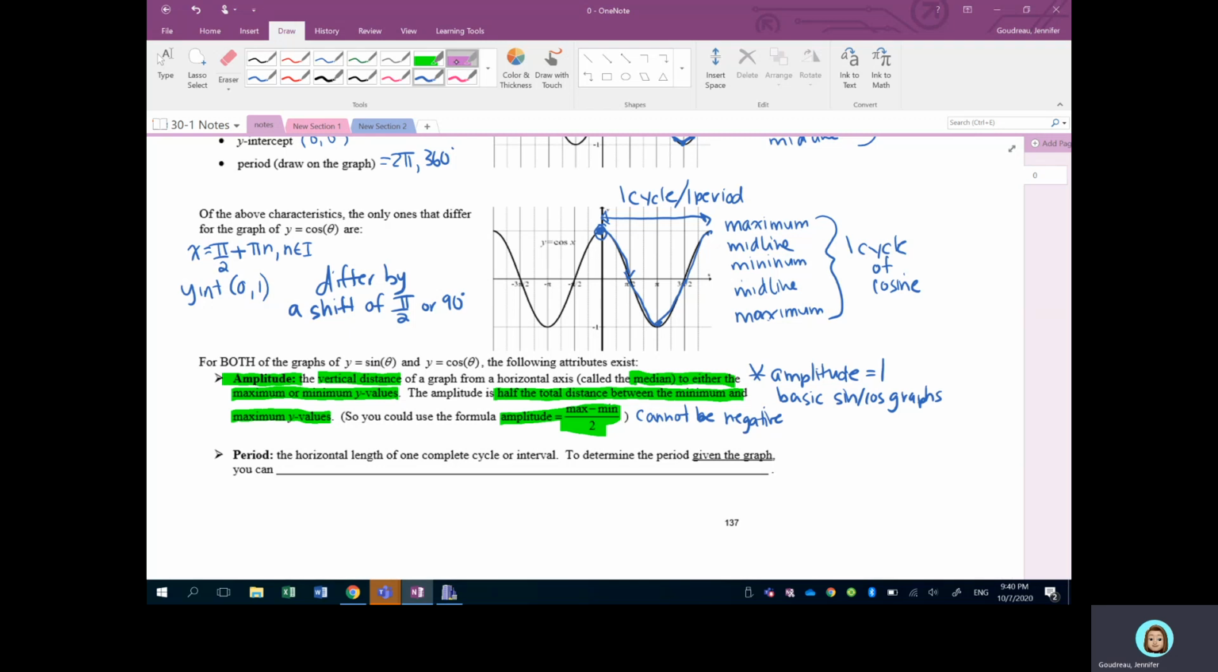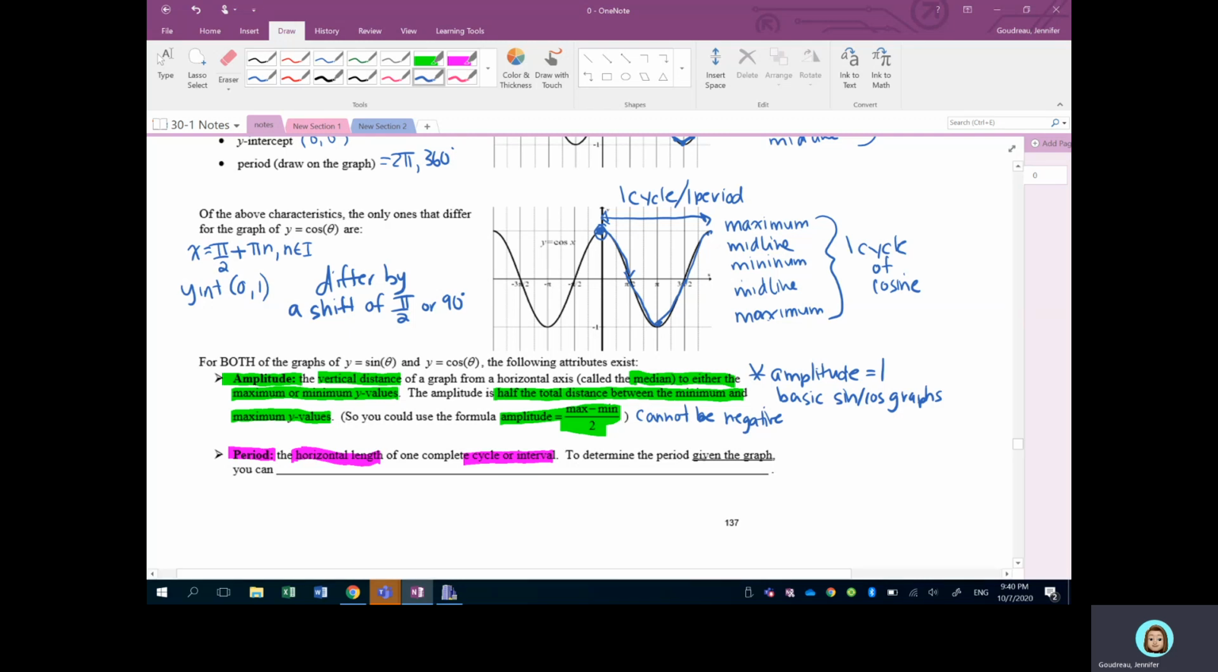A second piece of vocabulary we need to learn, and we've actually already talked about it, is the period. The period is the horizontal length of one complete cycle or interval. Now, we know for the basic sine and cosine that the period is 2 pi radians or 360 degrees, once around the unit circle. But when we transform functions, that period might change.